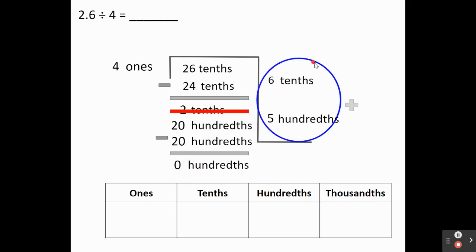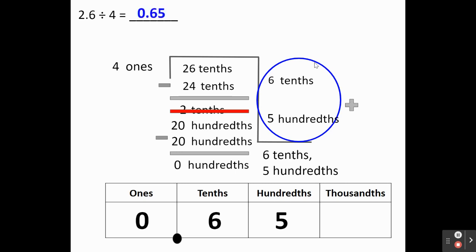So here we have 6 tenths and 5 hundredths. We can rewrite this in standard form by placing a 6 in the tenths place and a 5 in the hundredths place. Since there's nothing in the ones place, we can put a 0. Remember, the decimal point always goes between the ones and the tenths place. So the answer is 65 hundredths.